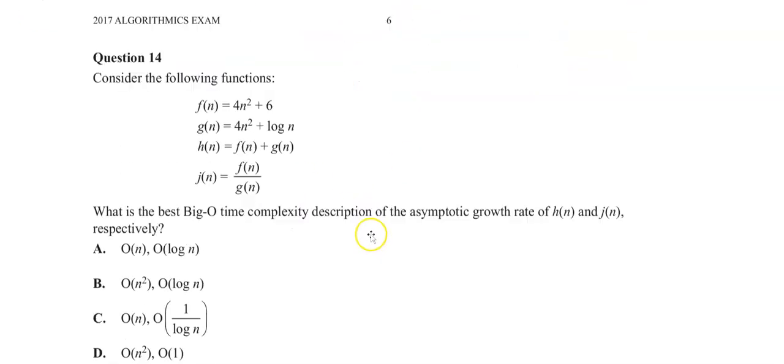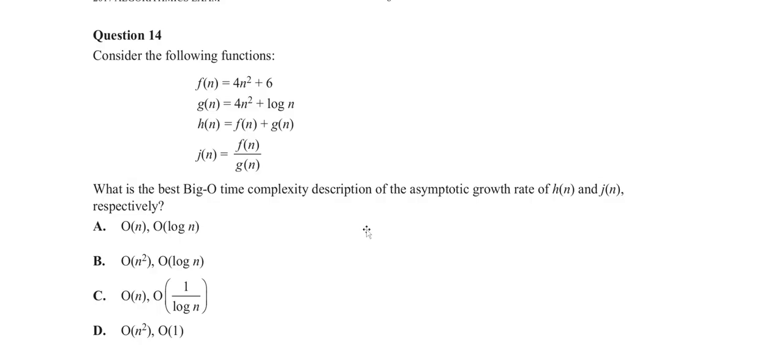This one is more interesting, although also I don't think it makes a lot of sense. So in one sense, I'll show you what I mean. We've got two functions, this one where you add them together, this one where you divide them. So we know that when we add functions for big O notation, we choose the worst term, and that becomes our time complexity. So we've got 4n squared plus 6 plus 4n squared plus log n. The worst thing is n squared, so this has time complexity big O n squared. So we're looking at B or D.